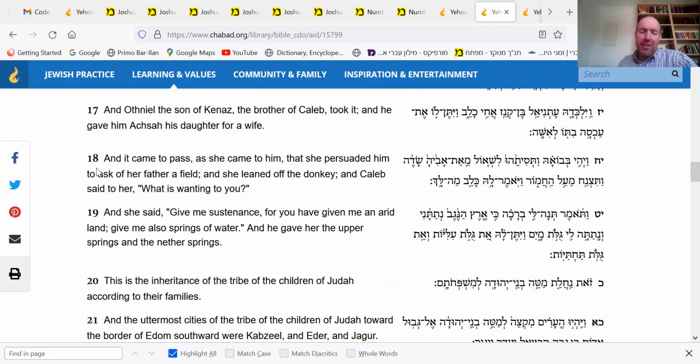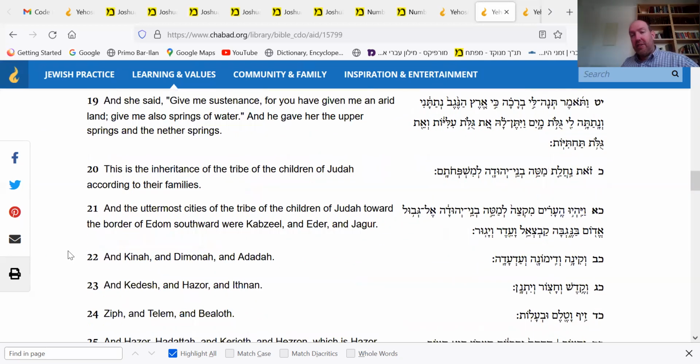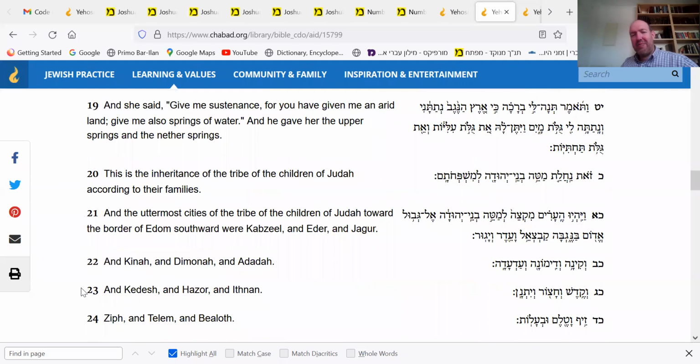We see this here. We see this also in the time of Moses with the daughters of Tzlofchad, where the women took action in trying to get what they thought they were deserving of. And so here too, just as in the time of Moses, Achsa manages to get also springs of water into her inheritance, or her husband's inheritance.